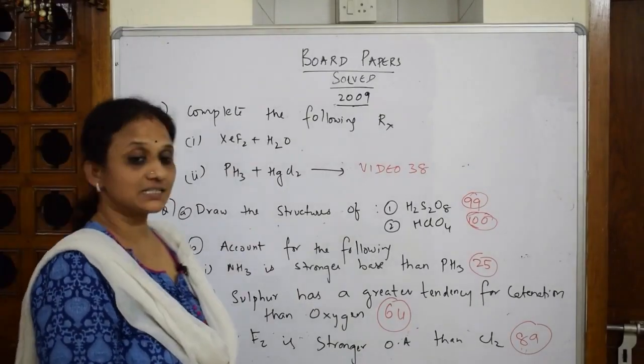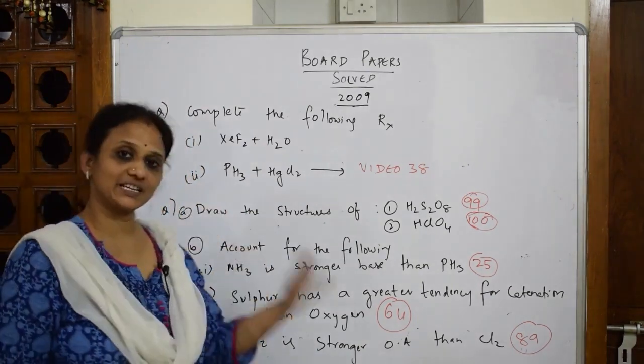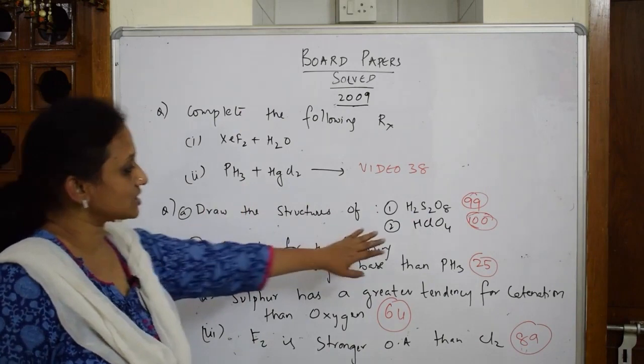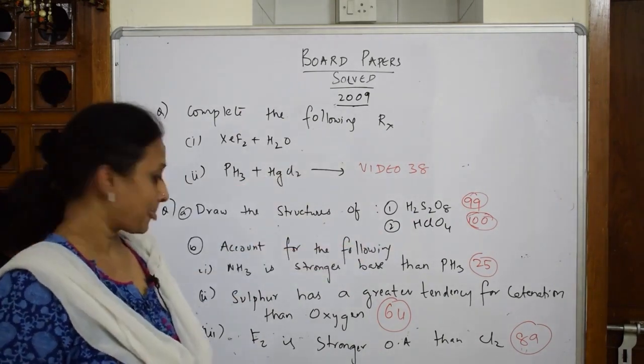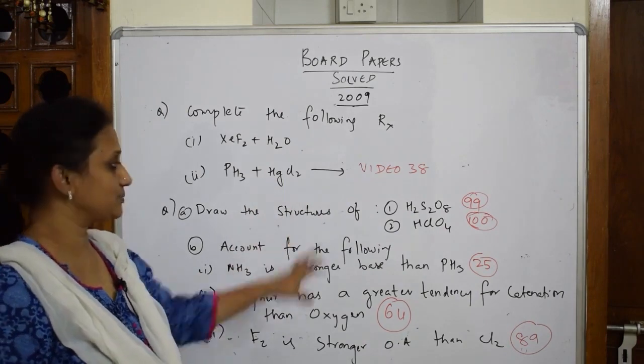Right, let us come back and start with your 2009 paper. In the 2009 paper, they've given two questions. Again, there's a choice question. Let us do that. They've given structures as well as complete the following, and there's a reason also given. All together, they've combined, and it is a very nice, interesting paper.